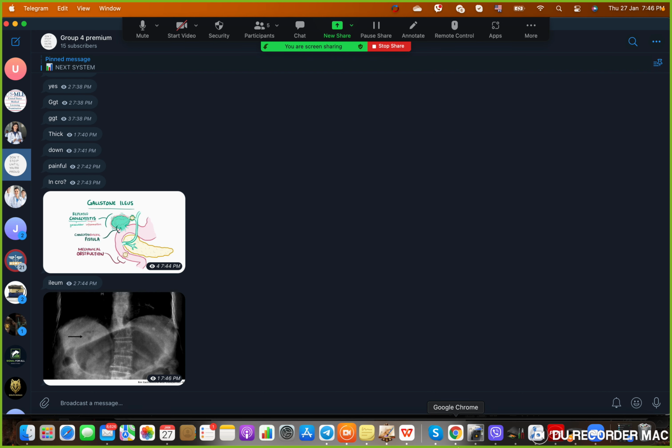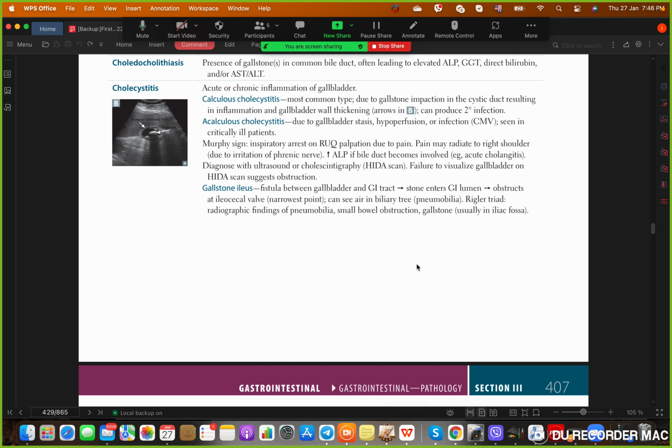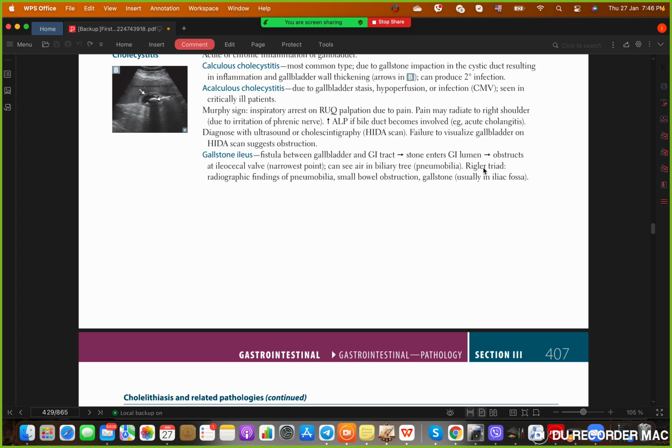Nice. Let's keep going. Well, the next point is Rigler triad. Radiographic finding of pneumobilia, small bowel obstruction, and gallstone, usually in the right iliac fossa, which will be causing colicky pain. Yes, because of the obstruction.